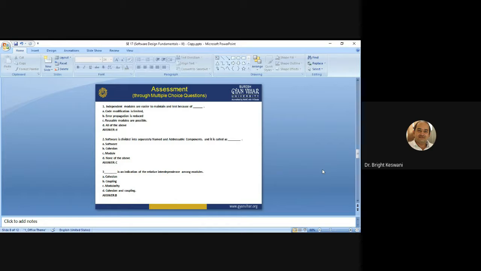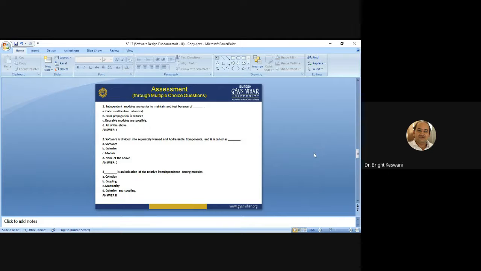Now this is the time of assessment through multiple MCQs, multiple choice questions. The first question is, independent modules are easier to maintain and test because of dash. These are the options: code modification is limited, error propagation is reduced, reusable modules are possible, and all of the above. The answer is all of the above.